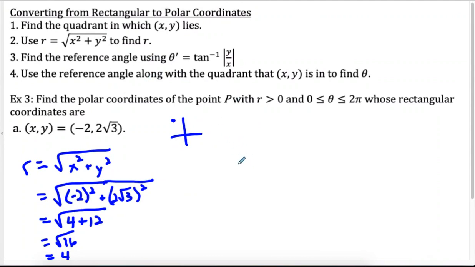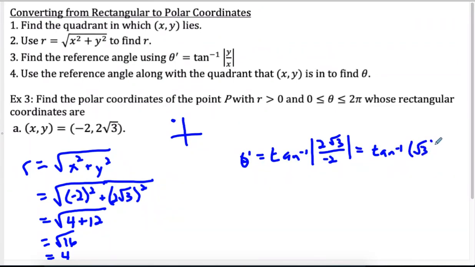So now the next thing I want to do is find the reference angle. To do that, we're going to say this is the inverse tangent of the absolute value of y over x. So 2 radical 3 over negative 2. So again, when we're finding reference angle, we're taking the absolute value. So the 2's would cancel. I would have negative radical 3, but if I'm taking the absolute value, that'll just be radical 3.